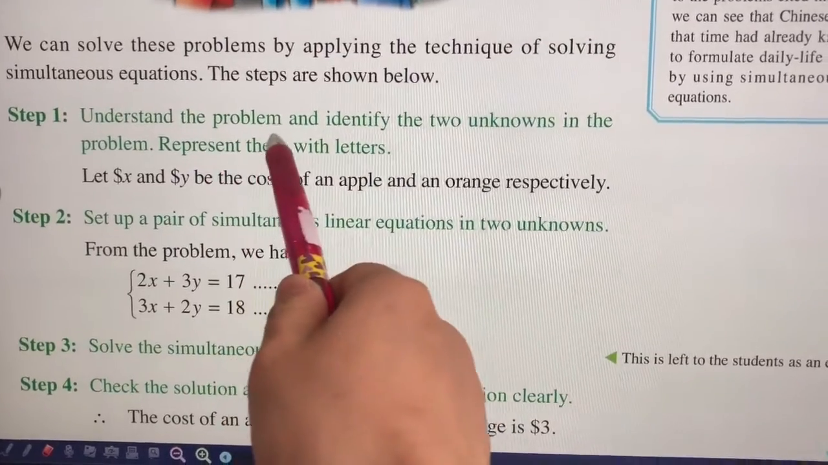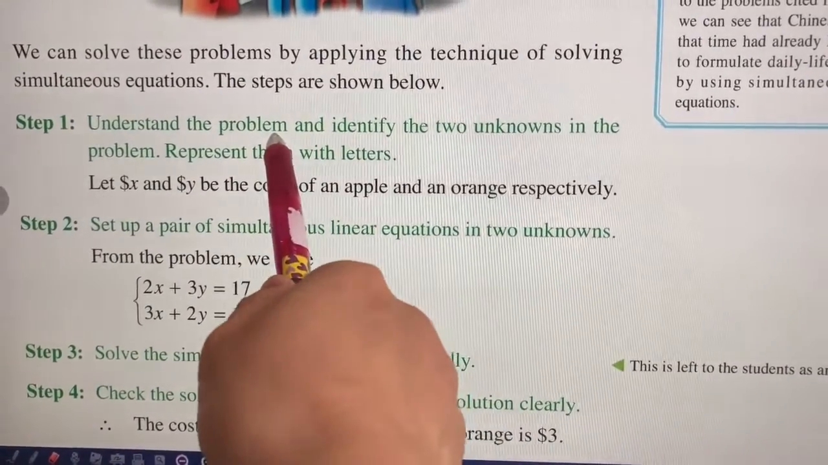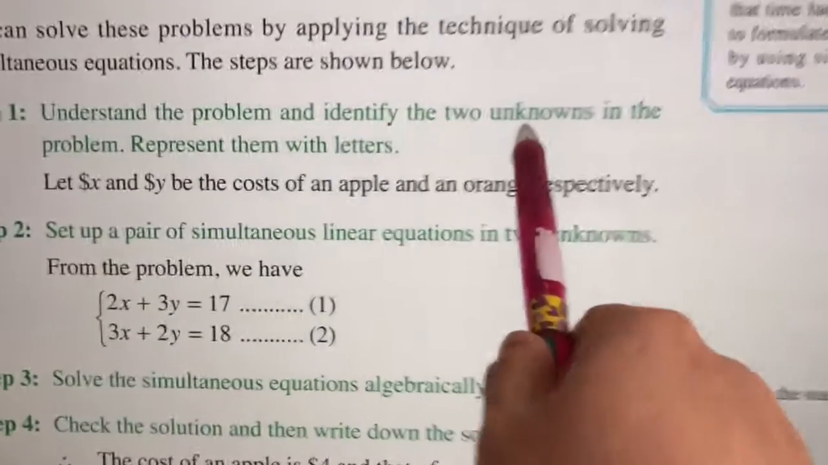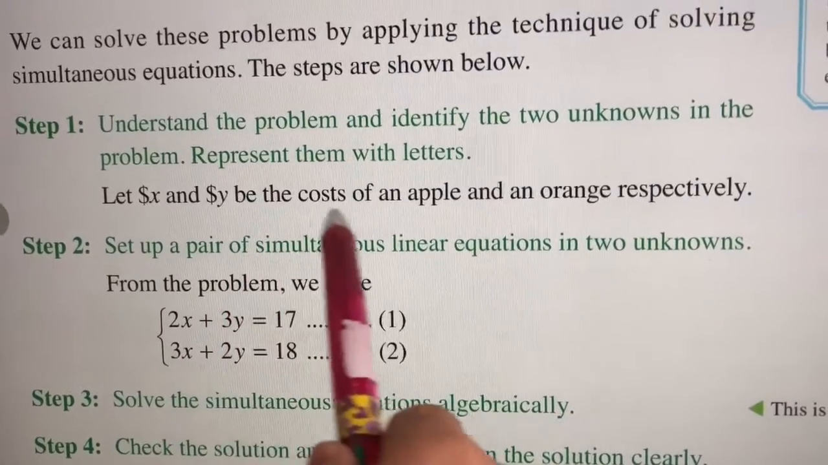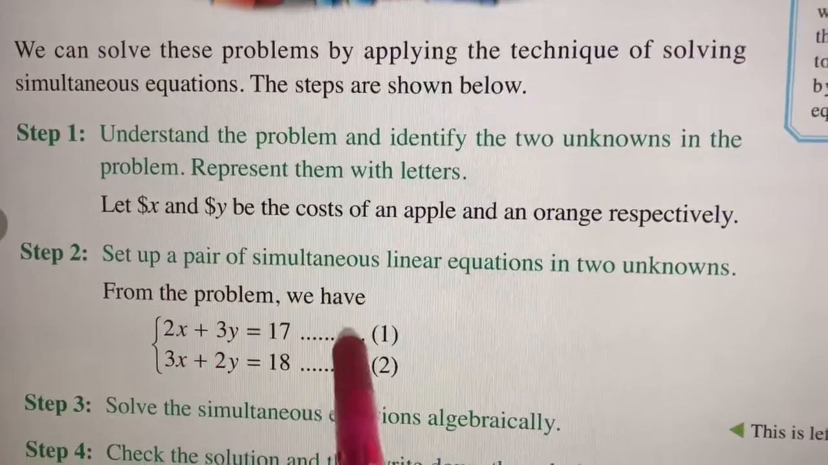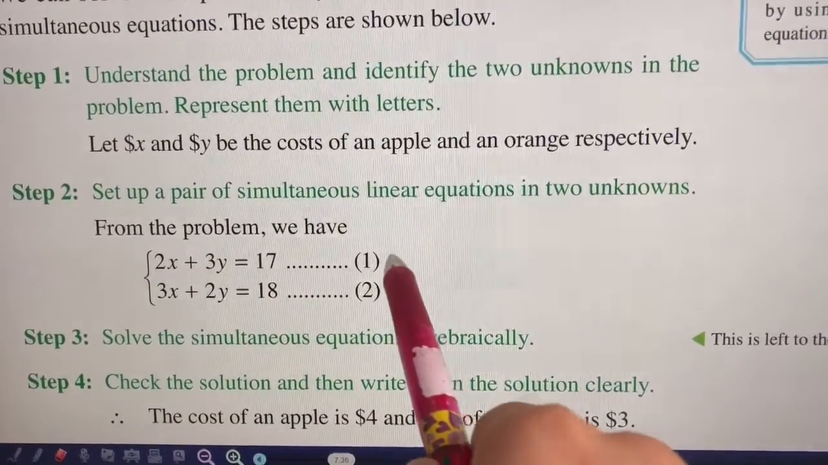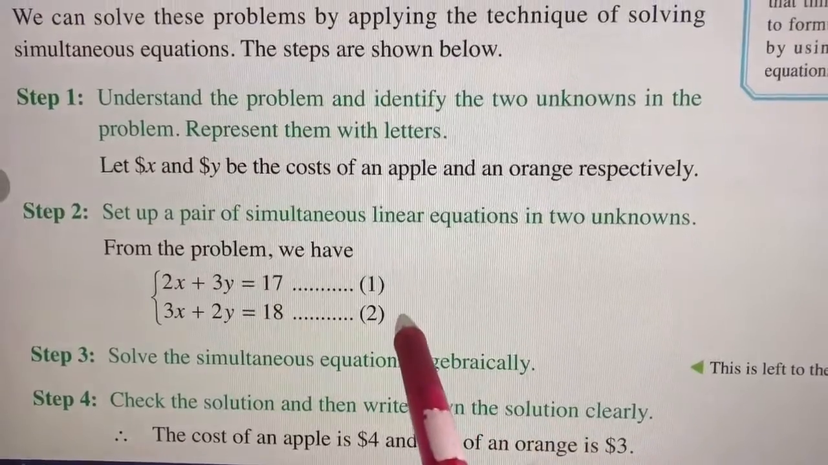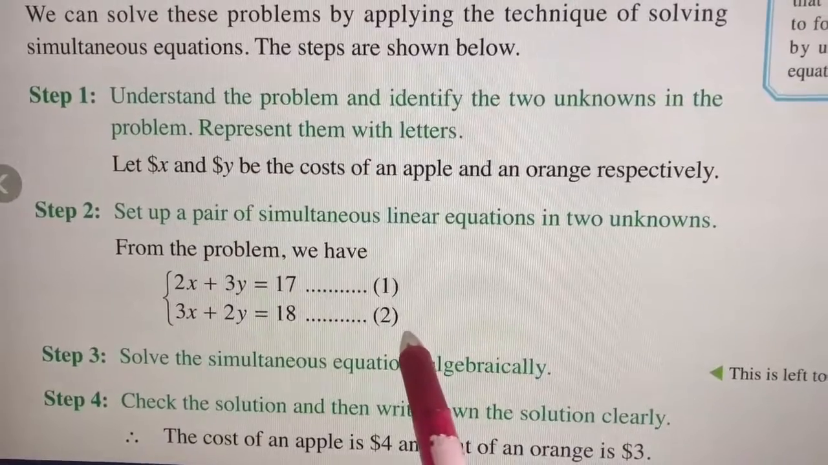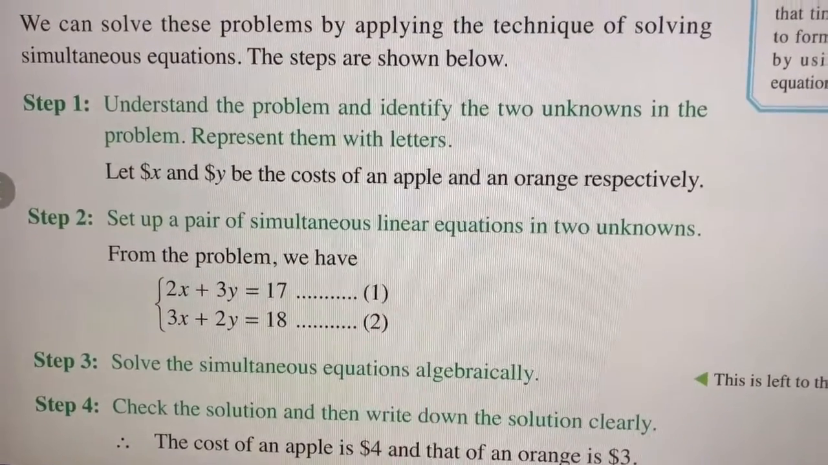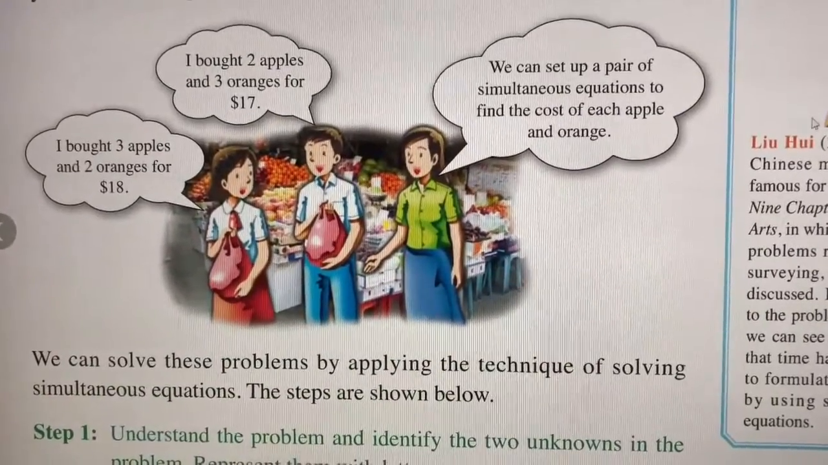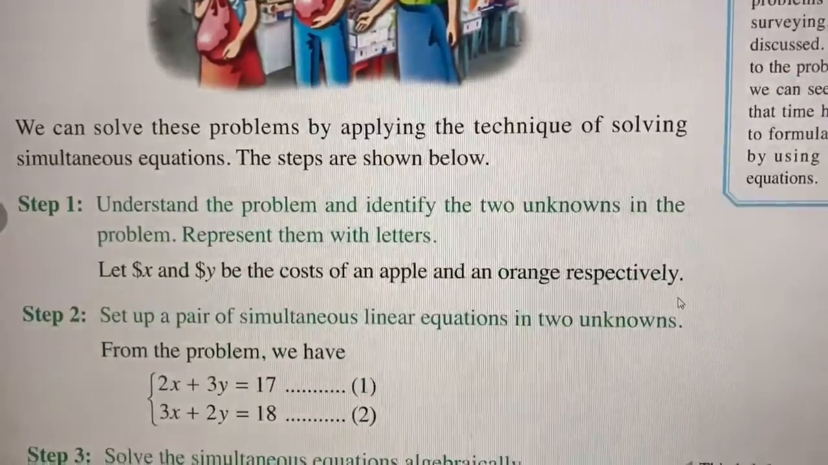First of all, you should identify the problem, understand the problem, and then you should set two unknowns. For this example, you should set the price of apple and orange respectively, using x and y. And then for this chapter, you need to set up two equations to solve the two unknowns. The first equation is from the boy, and then the second one should be from the girl.